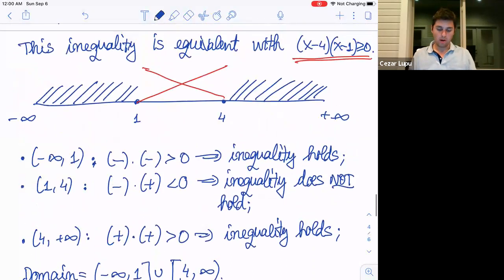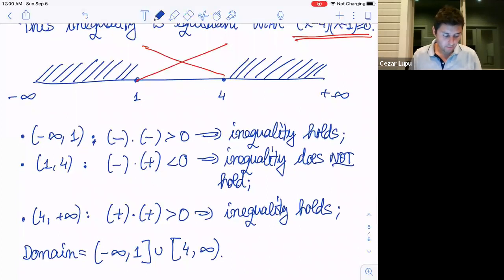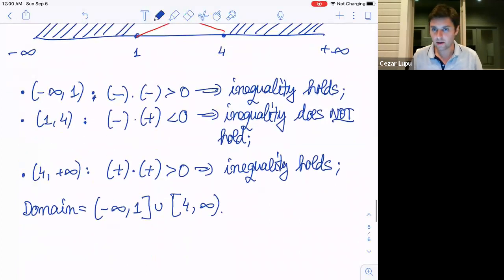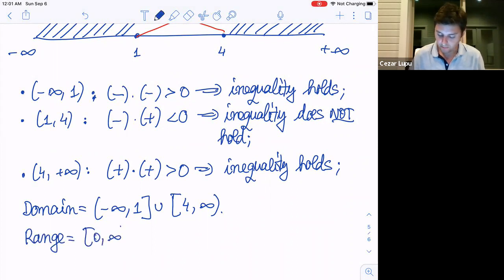Well, the range is quite easy to see. Again, this function gives all positive square roots, right, for these values. So the range, let's write it like this, the range is nothing else than just 0, closed, to infinity, right? So this is one of the problems, right?